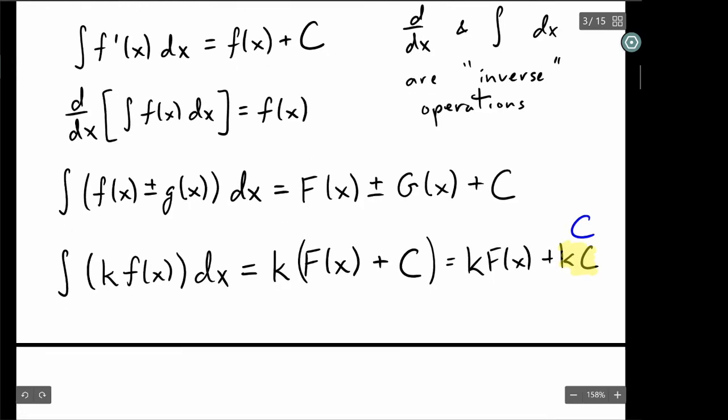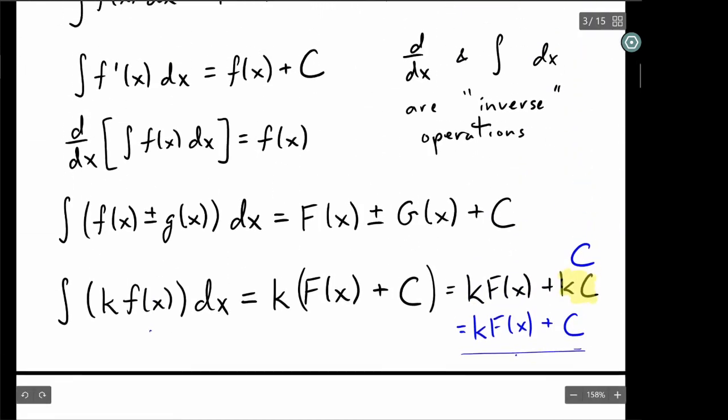I keep hitting the zoom down here. So that's what's really happening here. So there's no reason to multiply the c by the constant, right? Just write k f times c. Right? So just go straight from here to here.